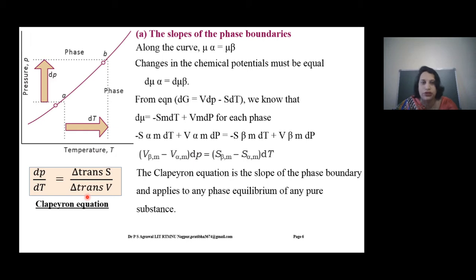This is the Clapeyron equation. In this equation, this delta S, change in entropy, and delta V, change in volume, are the entropy and volume of transition. The Clapeyron equation is an exact expression for the slope of the phase boundary, and it is applied to any phase equilibrium of any pure substance only. It implies that we can use thermodynamic data to predict the phase diagram and to understand its form. A more practical application is the prediction of the response of freezing and boiling point to the application of pressure.